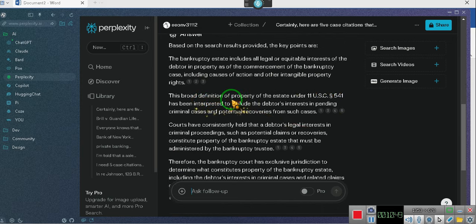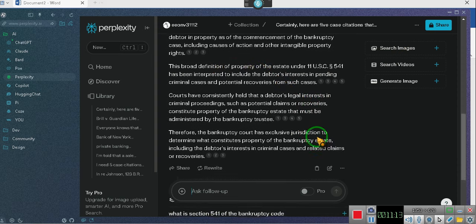This broad definition of property of the estate under this, because remember, it's the all caps name, is a trap. I keep trying to tell y'all, has been interpreted to include the debtor's interest in pending cases and the potential recoveries of such cases. I'm going to give you guys this link in the description. Pay attention so that you can go to all of these sites so that y'all can start helping y'all's people.